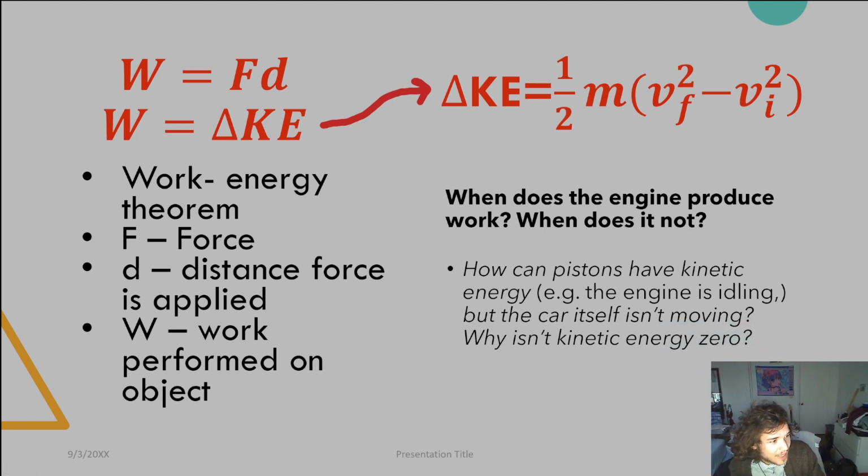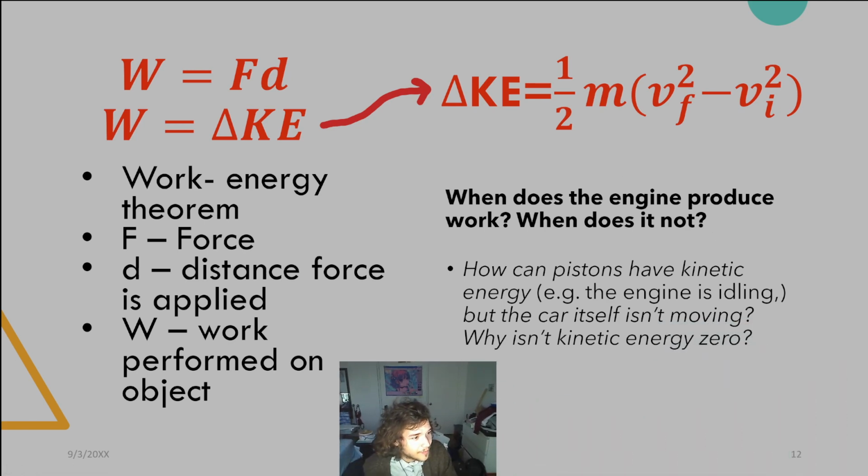So I would sort of quiz the students here. How can the pistons have kinetic energy as the engine is moving, but the car itself isn't moving? This would be like when it's idling. You have your foot on the brake at like a stop sign. You can still see the rev counter at like 1,000 revs, but there's no movement in the car. How does that happen? We know kinetic energy isn't zero because the pistons are moving, but why is there no work? And it's because the car isn't moving. We'd hopefully come to that conclusion. So the engine only produces work when the car moves.